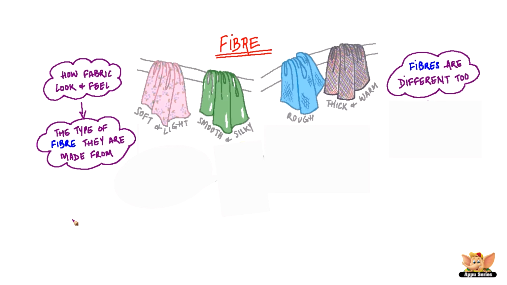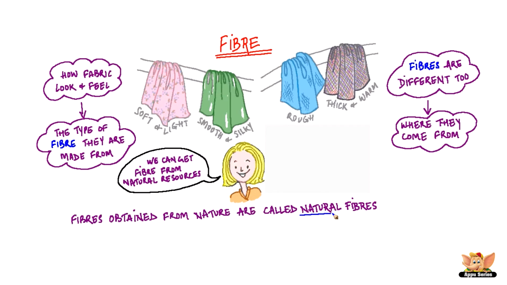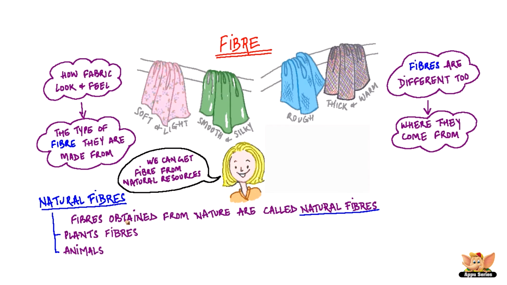Fibers are different too, according to where they come from. Fibers that we obtain from nature are called natural fibers. Now, natural fibers could be obtained from plants or they could be obtained from animals. The fibers that we get from plants are called plant fibers. Some examples of which are cotton and jute. The fibers that we get from animals are wool and silk. So all of these come from nature.